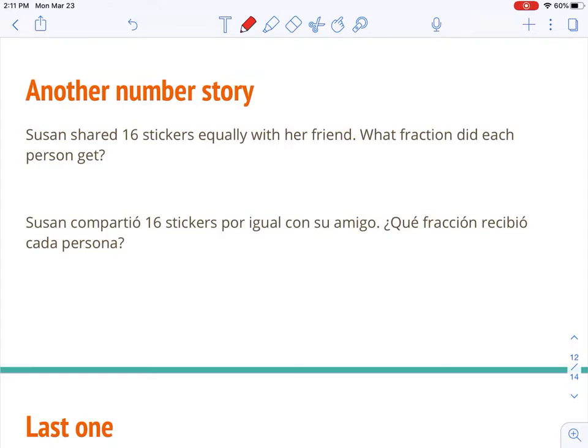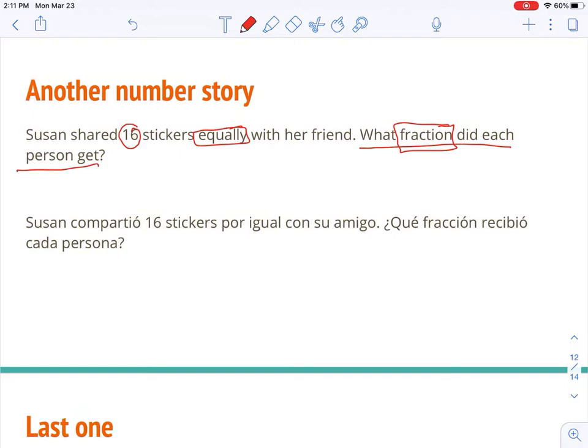Susan shared 16 stickers equally with her friend. What fraction did each person get? So let's think about what we know. We know our question, what fraction did each person get? I know my answer is going to be in fraction form. I know that I have 16 stickers and she shared them equally. But I'm missing who she shared them with. So what fraction did each person get? How many people are sharing them?